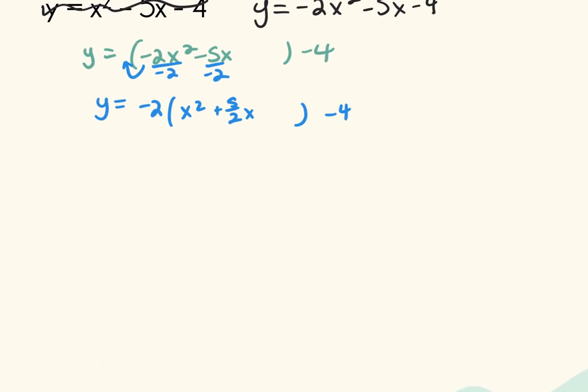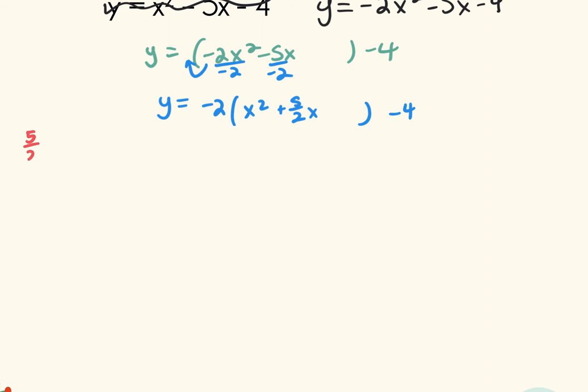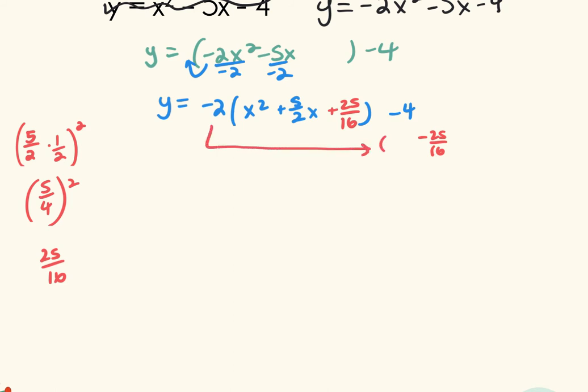Then I'm going to take that 5 halves, divide it by 2, which is the same thing as multiplying by half, and then square it. I'd get 5/4 squared, which is 25/16. I'm going to add that inside the parentheses. And I would normally subtract it from the 4 to balance out this side of the equation. But there's a number on the front, so I've got to multiply it by that number first.